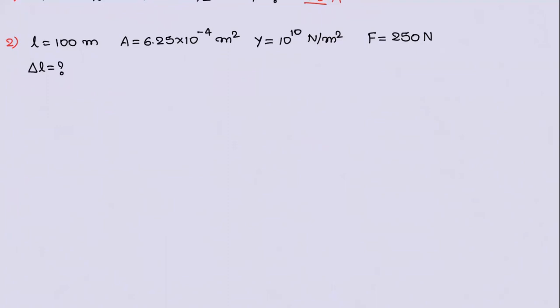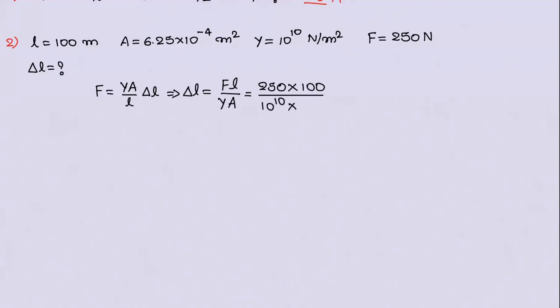So, if you want, remember the formula: F is equal to Kx. K is what, tell me? K is YA by L, and x is what? Delta L. Simple. That implies delta L is equal to force into length by YA. Now it's very simple. 250 into L, L is 100 meters, by Y. Y is 10 power 10.